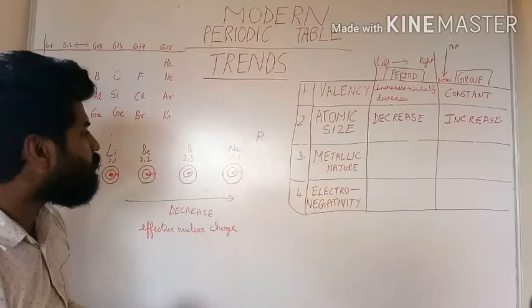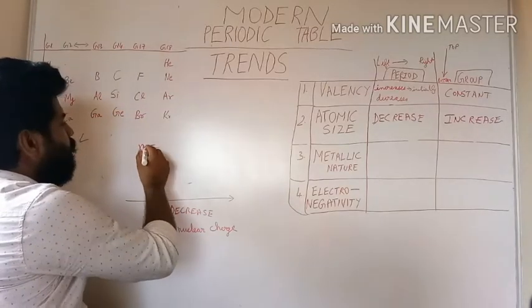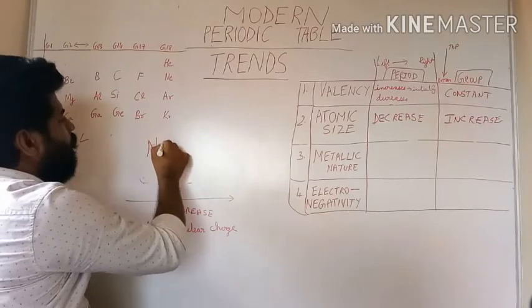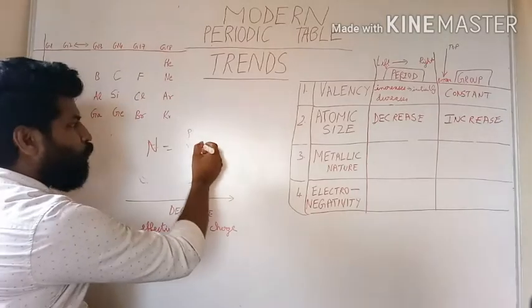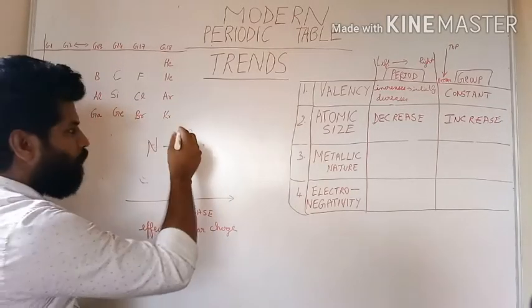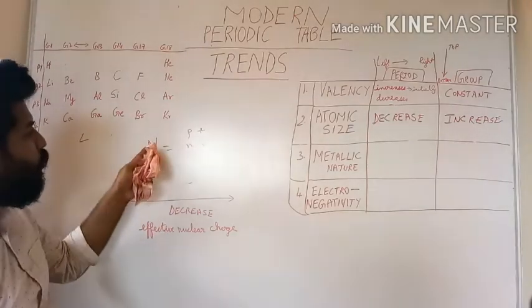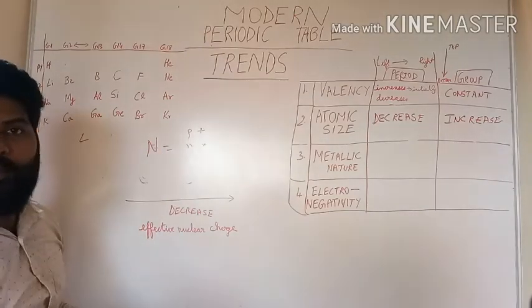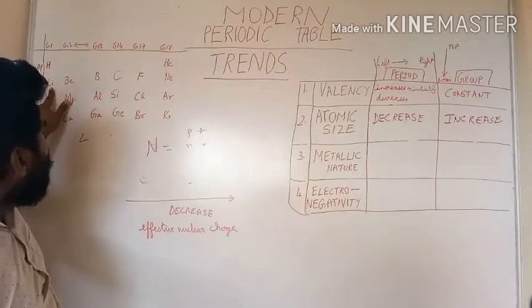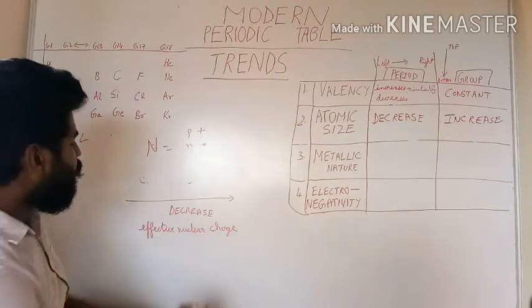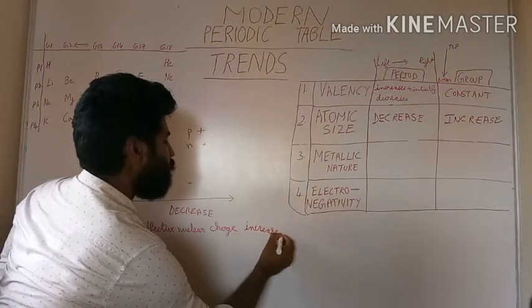Effective nuclear charge. What is this nuclear charge? In the nucleus, we have protons and neutrons. Neutrons do not have any charge, which means protons have plus charge. Therefore, the charge of the nucleus is nothing but positive charge. So, as we go from left to right, effective nuclear charge will increase.